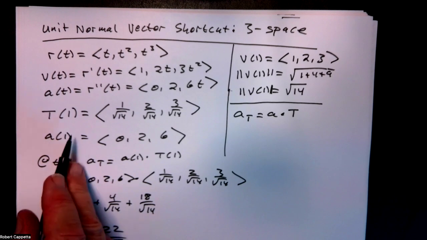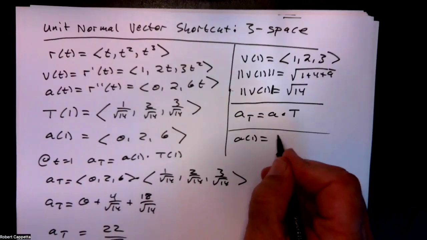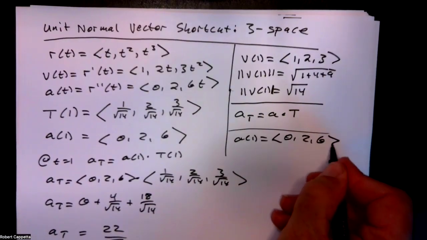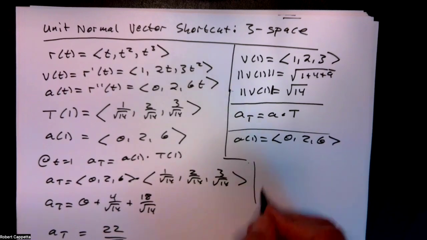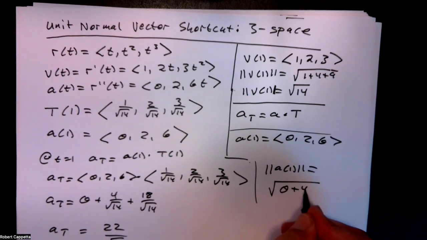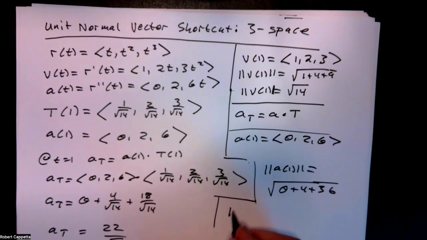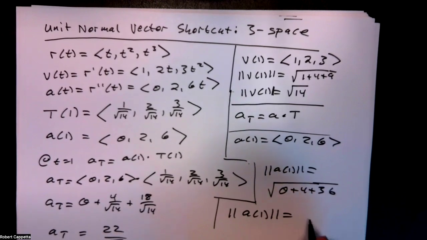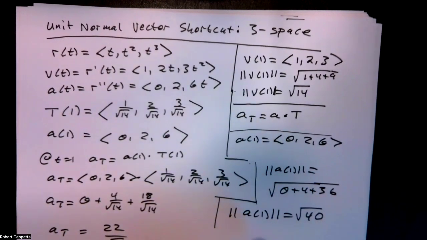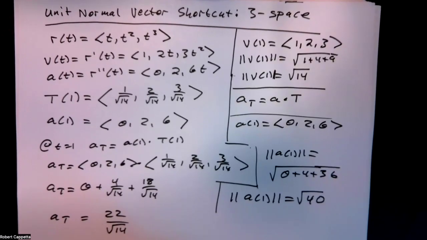So I know what a sub t is. Again, before we said a of 1 was 0, 2, 6. How about the magnitude of a of 1? It is the square root of 0 plus 4 plus 36. So the magnitude of a of 1 is root 40 for now. So I have the magnitude of a of 1, and I have a sub t. So what can I do with that? I can use that to find a sub n.